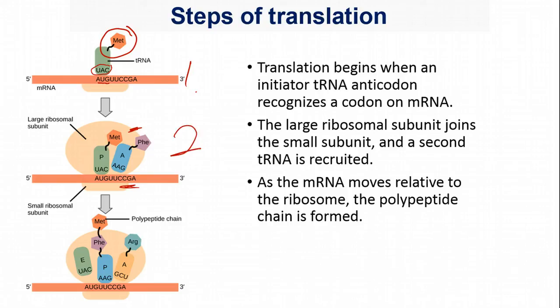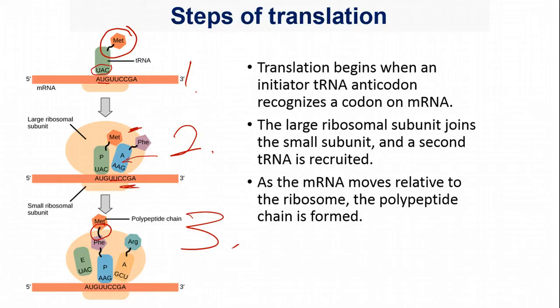Second, the large ribosomal subunit comes in, binds to the small subunit, and a second tRNA is recruited. Now, what second tRNA is recruited? It is determined by the second codon, which in this case is UUC, which remember is phenylalanine. So we have a tRNA shown here in blue with an anticodon that binds to UUC and the other end bound to phenylalanine. Now you see the ribosome has created a peptide bond shown here by a black line. And that peptide bond has been created between methionine and phenylalanine.